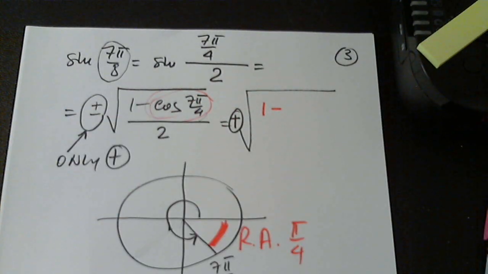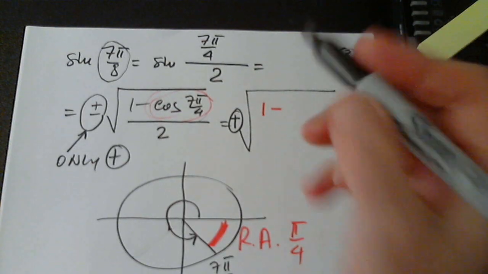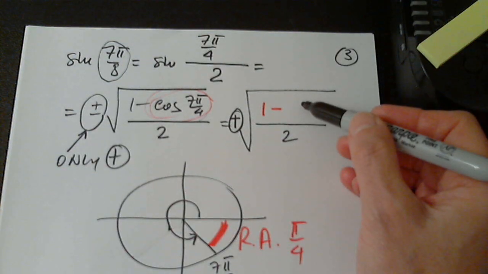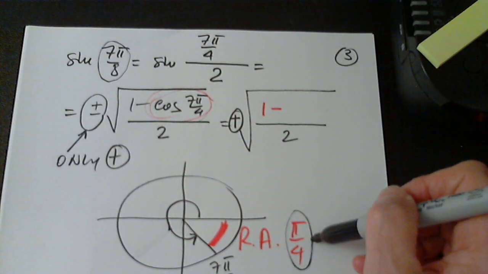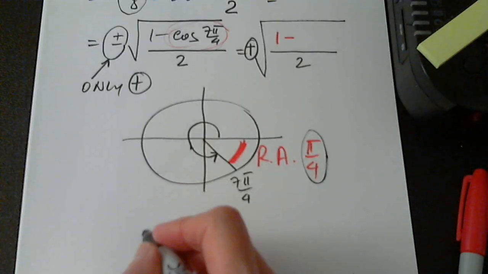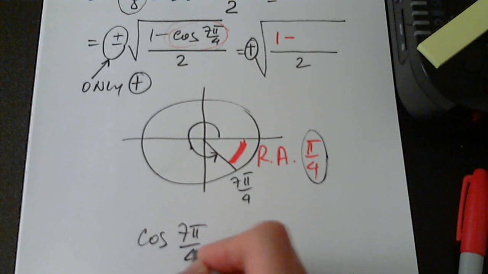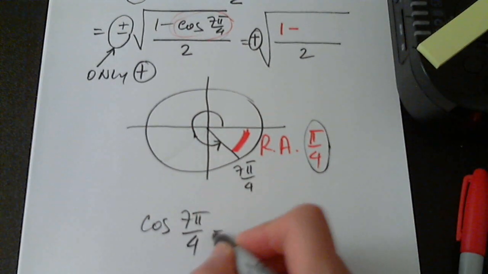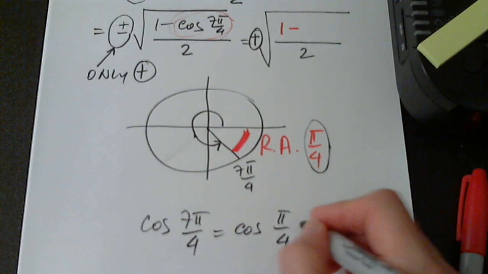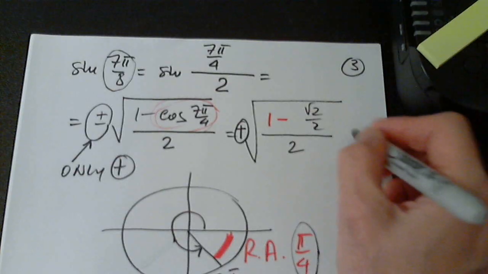And you already gave it to me a few minutes ago. Because the reference angle is pi over 4. Therefore, square root of 2 over 2. Yes, perfect. Cosine 7 pi over 4 equals cosine pi over 4. Yes, which is the square root of 2 over 2. Excellent. Okay, jump over all this. Continue here.